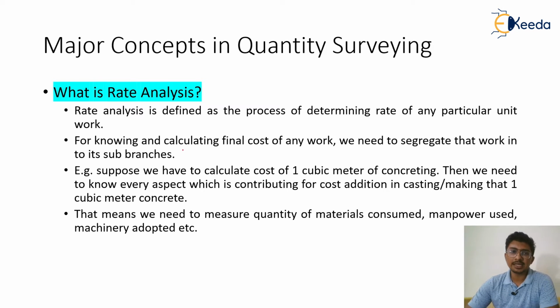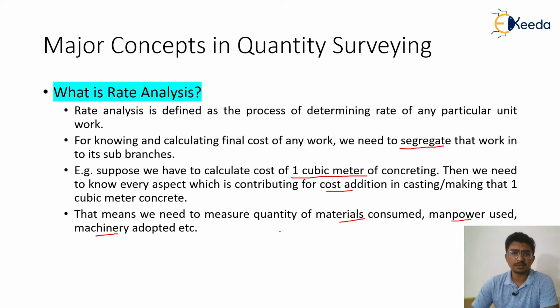For calculating and knowing the final cost of any work, we need to segregate this work into different sub branches. For example, we are dealing with 1 cubic meter of concrete. Let it be casting or making, whatever it is. Then we need to know every aspect which is going to contribute to the cost addition in the case of concrete making or concrete casting itself. That means we have to measure the quantity of the materials that have been consumed, the manpower that has been used, and the machinery that has been adopted.